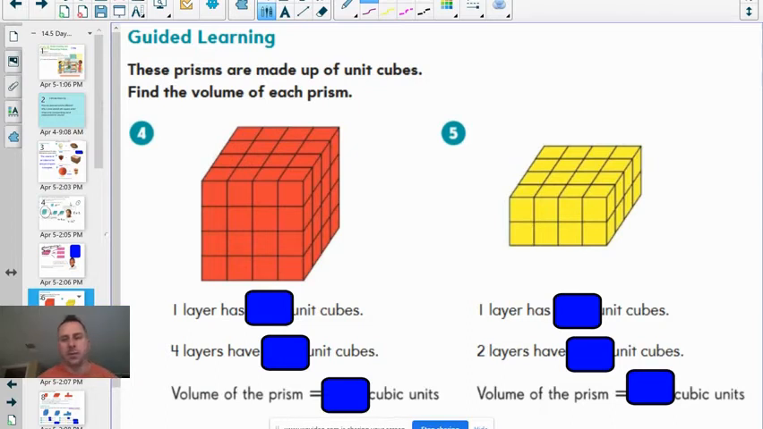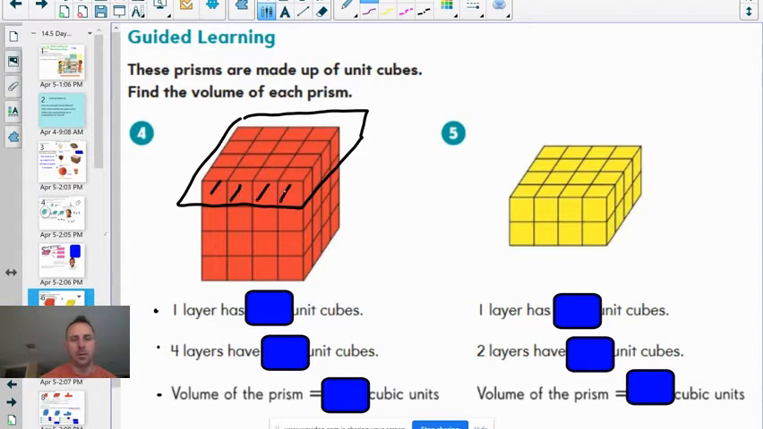All right, continuing along here with the guided learning, these prisms are made up of unit cubes. Find the volume of each prism. So they kind of chunk this assignment for you. I'm thinking these bullet points. One layer has how many unit cubes? So it's hard to see the bottom layer, so you might be better off seeing the top layer.